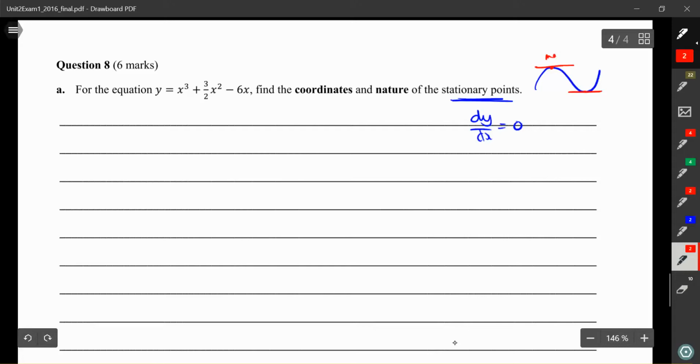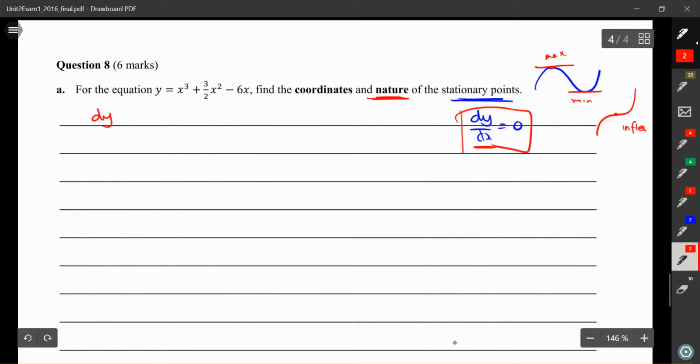So you can have a local max, local minimum, or you can have a point of inflection. Okay, so that's what they mean by the nature of the stationary points. You've got to prove it. So here we go. We're going to need to find the derivative first. We need dy/dx. Then we let it equal to 0.